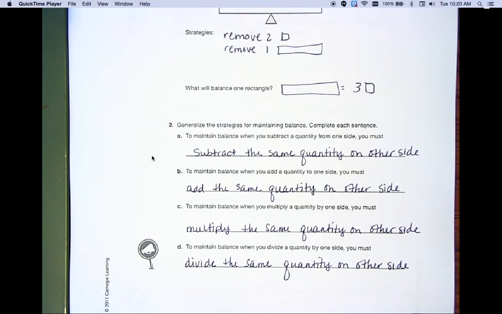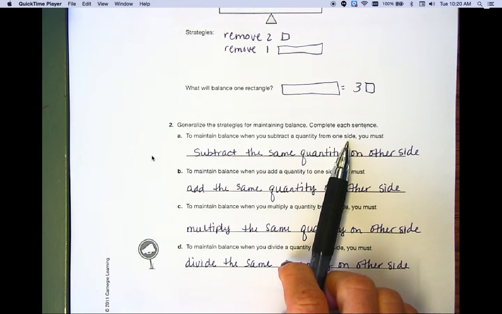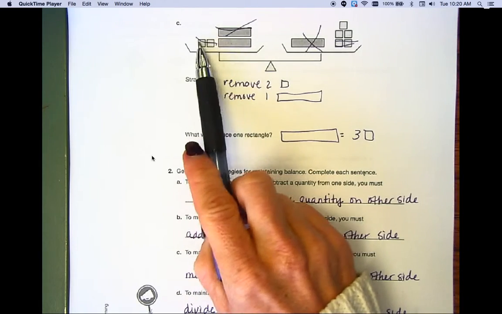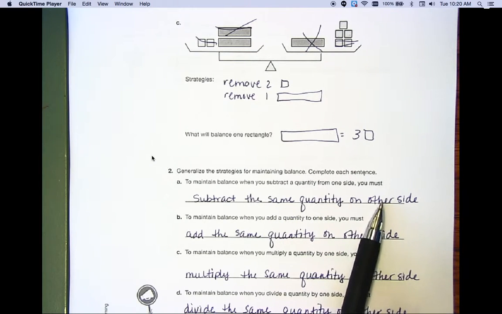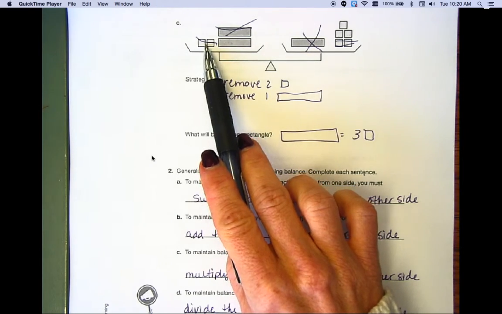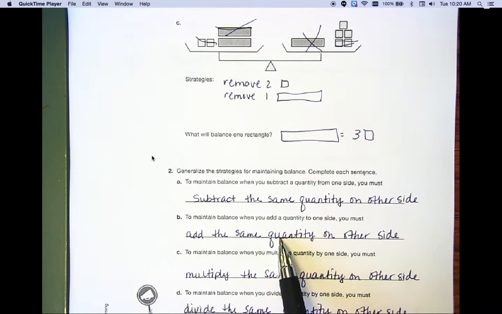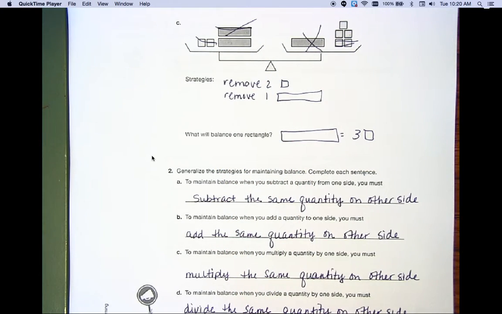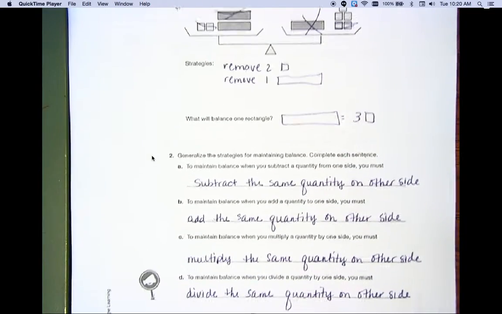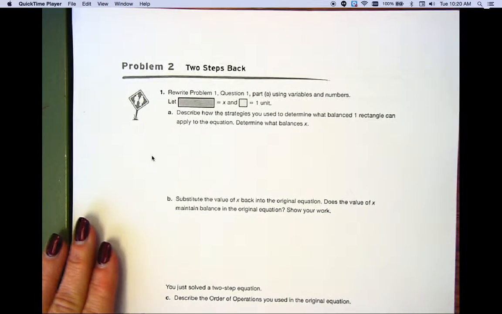So if you need to pause this to get all this written in, that's fine. But what we decided is that to maintain balance, when I remove a quantity from one side, I would have to remove the same quantity from the other side. If I added something to this side, I'd have to add the same thing to this side to maintain the balance. If I multiplied this side by something, I would have to multiply this side by the same thing to maintain balance, and same for division. So we're going to look at this in a problem.